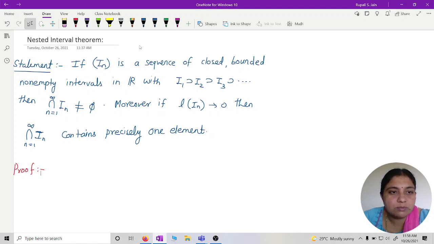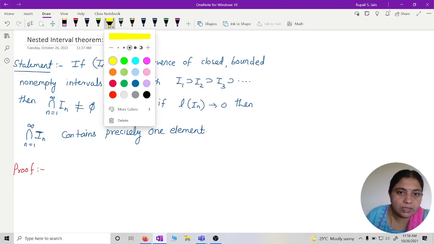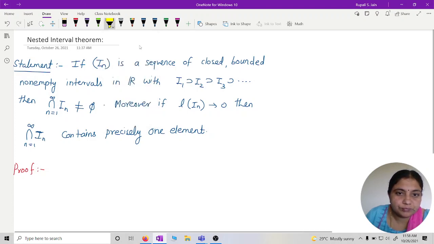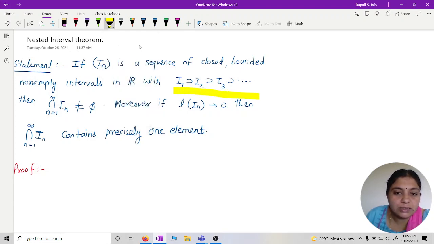So what is given here? In is a sequence of closed, bounded, non-empty intervals. How is this sequence? I1 containing I2 containing I3. This is a decreasing sequence of intervals in R. And we have to prove that if it is a decreasing sequence of closed, bounded, non-empty intervals in R, then their infinite intersection must be non-empty. And moreover, if the length of In tends to 0, then that infinite intersection contains exactly one point or one element, that we want to prove.